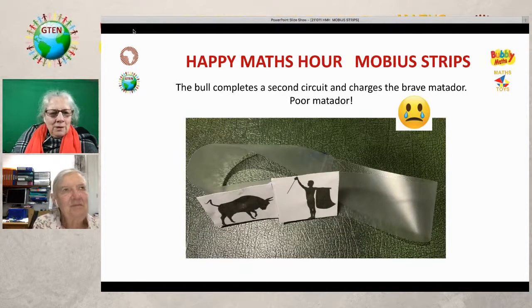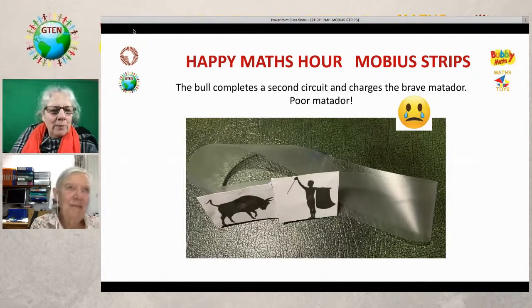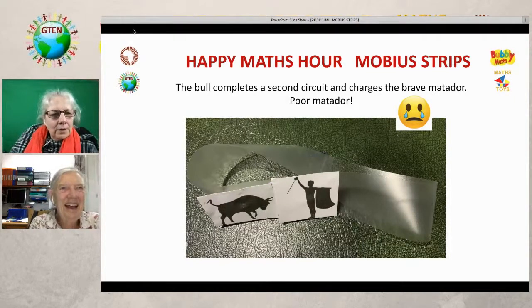Yes, we're still working on understanding this. You know, we've been attempting to make a Mobius strip. You made a Mobius strip there. What do we do? What's it all about?